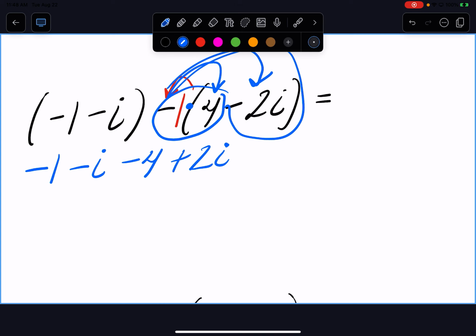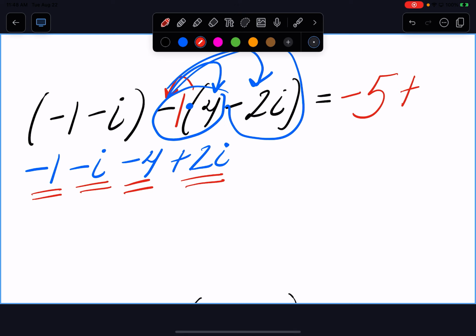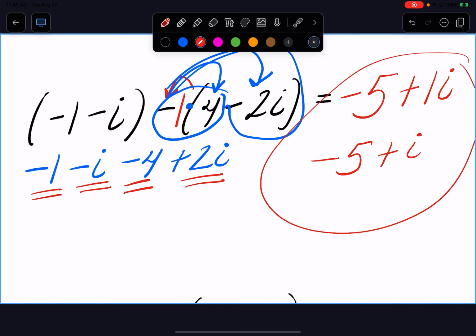So now combine real parts with real parts. Negative 1 minus 4 is what number? Negative 5. Negative i plus 2i is how many i's? 1. So negative 5 plus 1i. Now yes, you can write this negative 5 plus i. They're the same thing. Both answers are acceptable. So you combine real parts with real parts, imaginary with imaginary. Let's just be smarter than the problem. Be careful with subtraction. So what do we do? We distribute the negative, yeah? And then combine like terms.